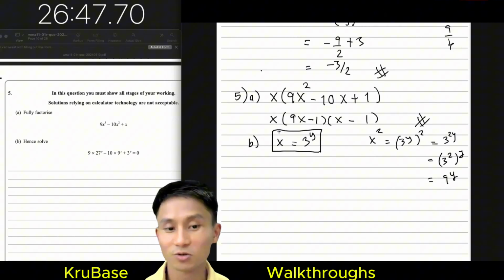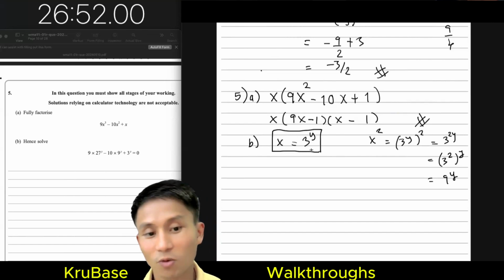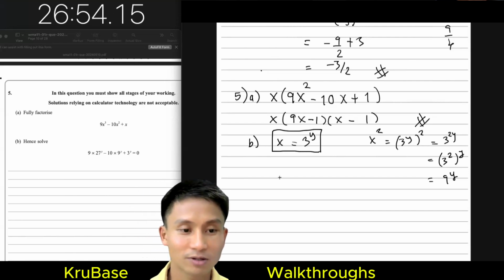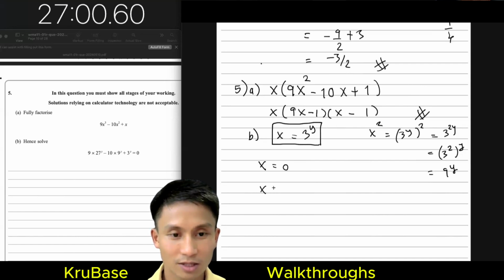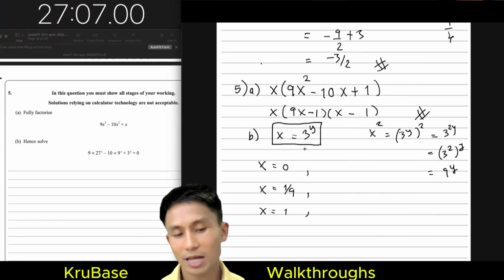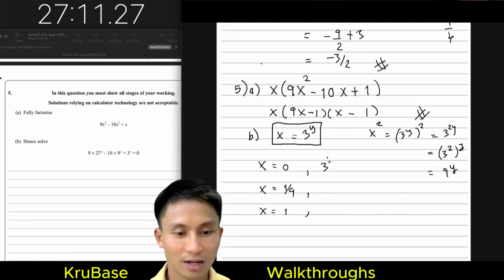And once we get the solutions for x, we can compare that to the solution for y, like the 3 to the y here comparing to x, right? So solution to x would be x equals 0, x equals 1 over 9, and x equals 1, right? But then each of them will have to be equal to 3 to the y. So let's analyze one by one, just to be careful.